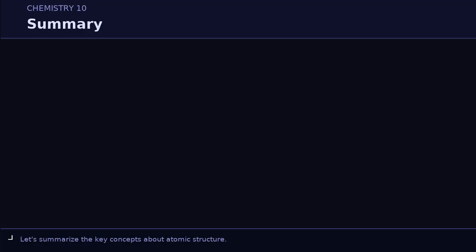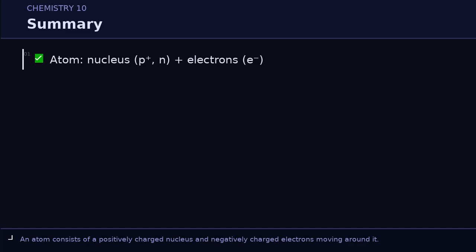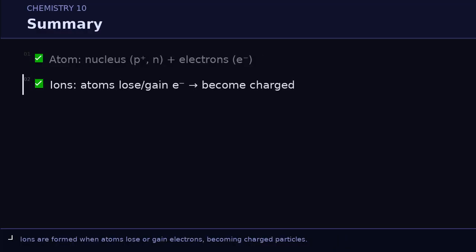Let's summarize the key concepts about atomic structure. An atom consists of a positively charged nucleus and negatively charged electrons moving around it. Ions are formed when atoms lose or gain electrons, becoming charged particles.